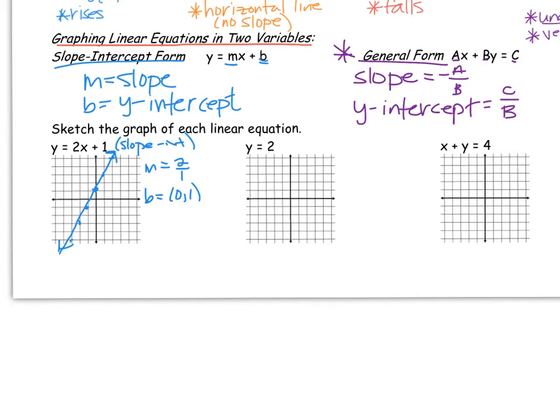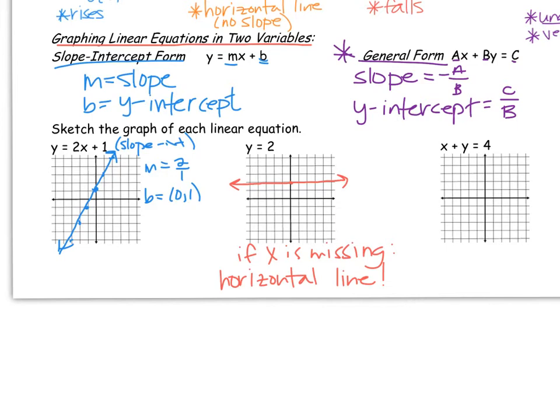In our next example, we have y equals 2. So notice x is missing. If x is missing, that means we're not going to cross the x-axis. So this is going to be a horizontal line. That means go to 2 on the y-axis, that's our y-intercept, and we now just draw a horizontal line straight across. How easy is that? There's the graph for your equation, y equals 2.